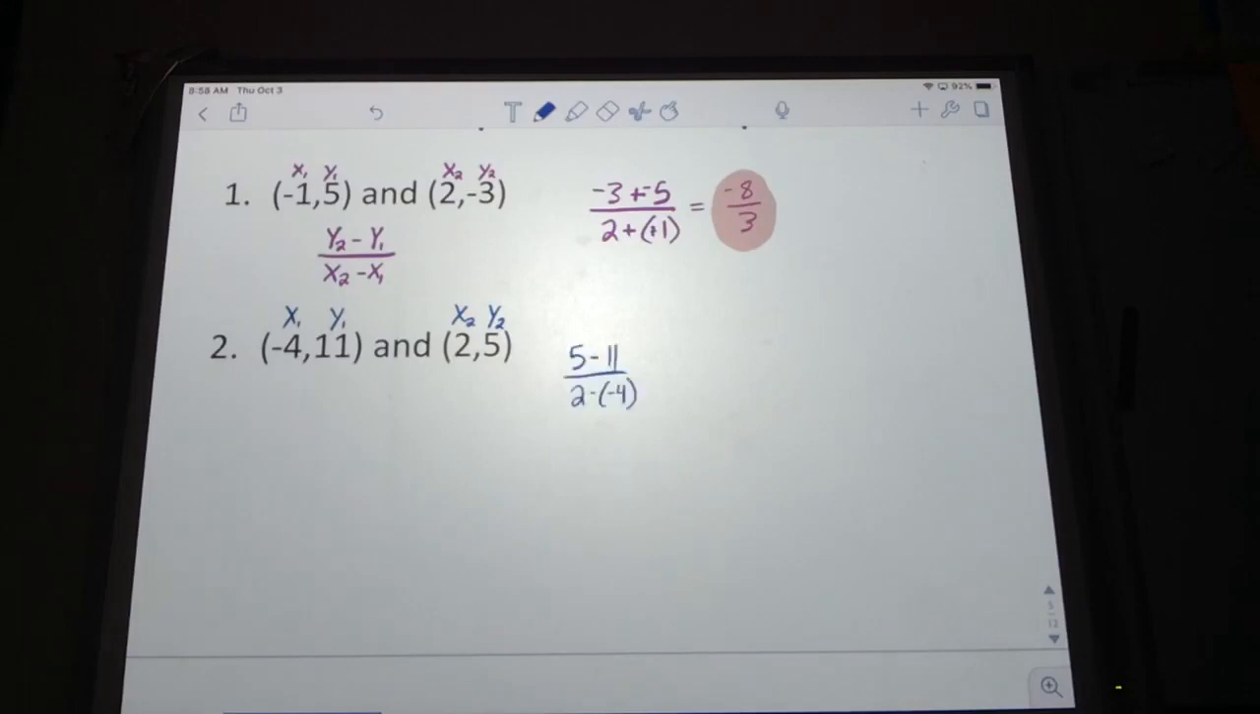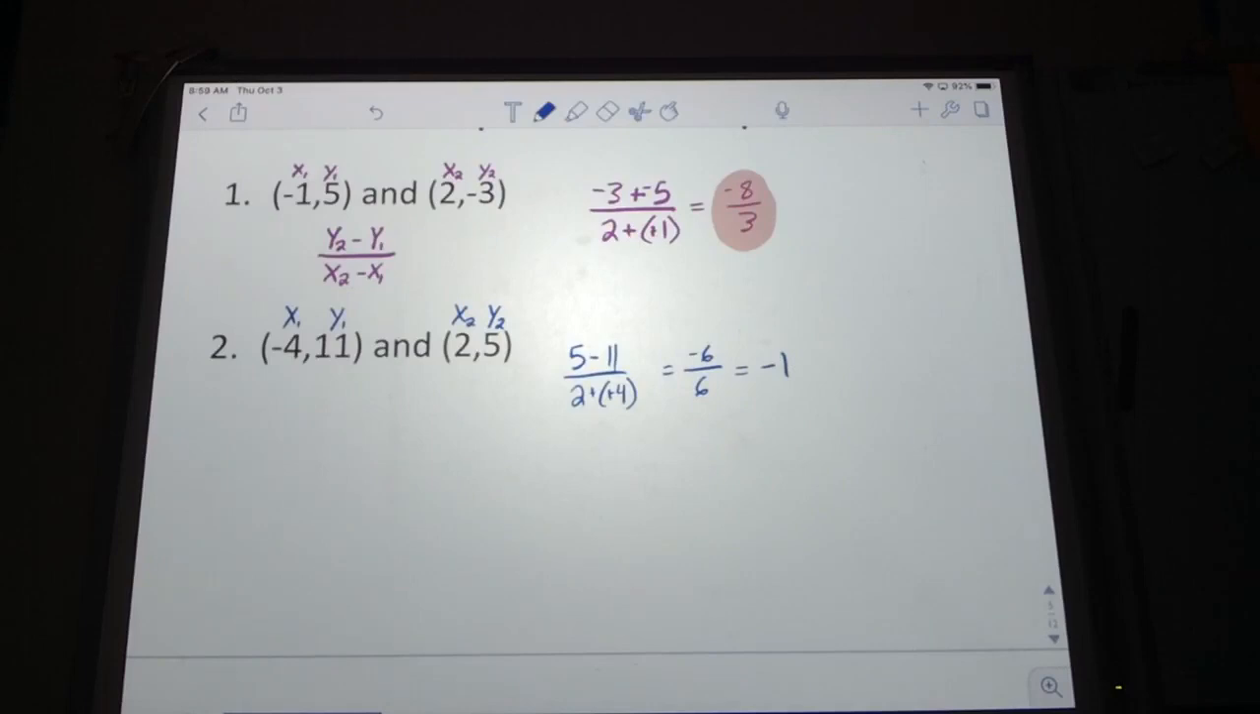Alright, so I got this plugged in. 5 minus 11 gives you a negative 6 over 2 minus negative 4, which is the same as 2 plus 4. That's a positive 6, and we do want to simplify, so negative 1. I said slope is easier in a fraction, but if they just ask you for the slope, then go ahead and simplify it all the way.